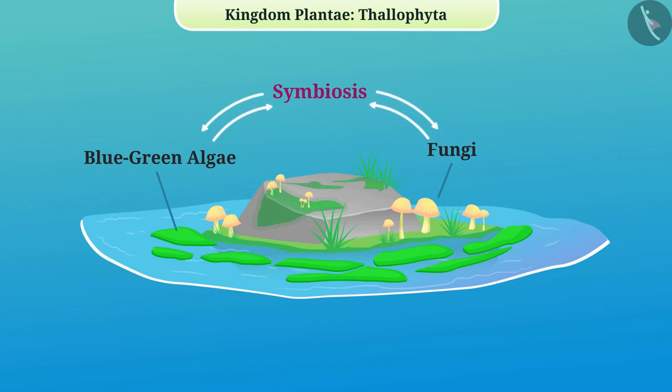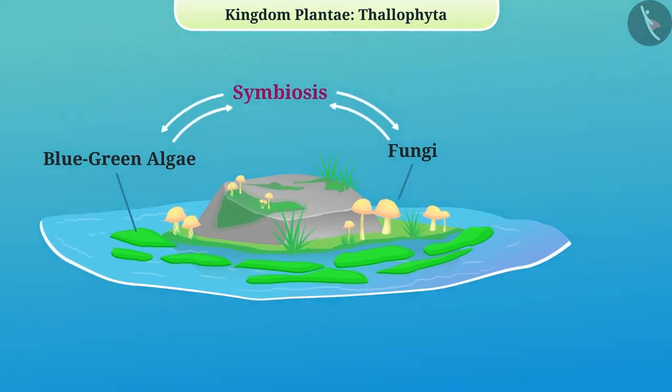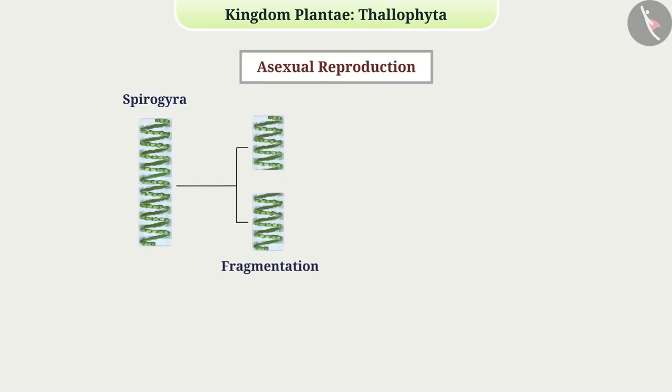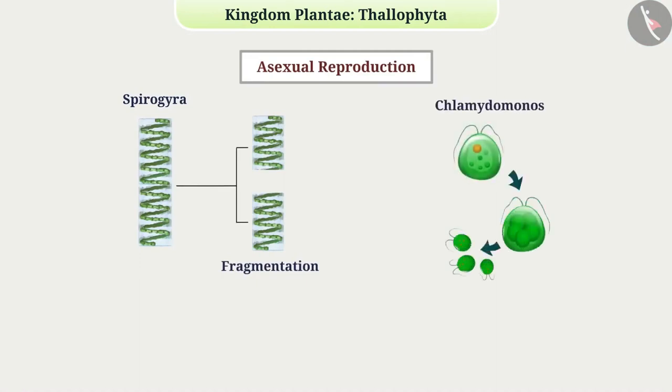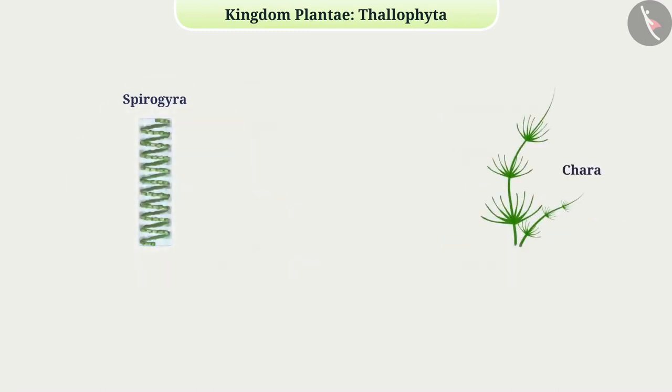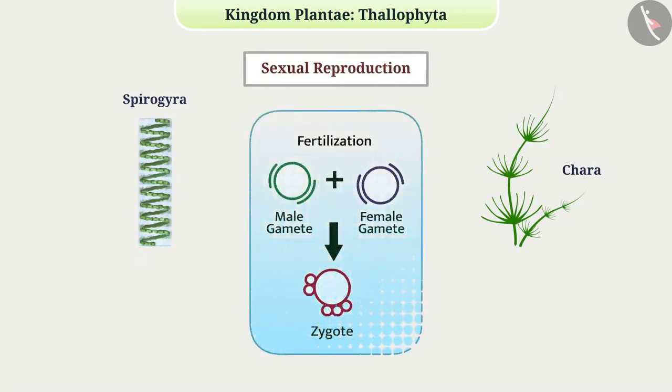Thallophytes have various methods of reproduction. In Spirogyra, asexual reproduction occurs by fragmentation. The asexual reproduction in Chlamydomonas results from the origin of various spores called zoospores. In Spirogyra, Chara, etc., sexual reproduction occurs by fertilization of gametes. Now, let's discuss Bryophyta.